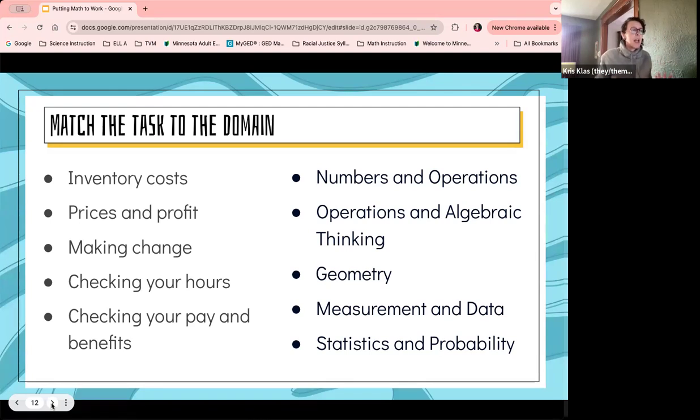Checking your hours is a lot of multiplication as well. We might be getting into some algebraic thinking now, especially if we're trying to figure out percents of things that are being taken out. There's maybe some formulas that we can employ to check that. And so again, these are all kind of fitting in those first two domains.